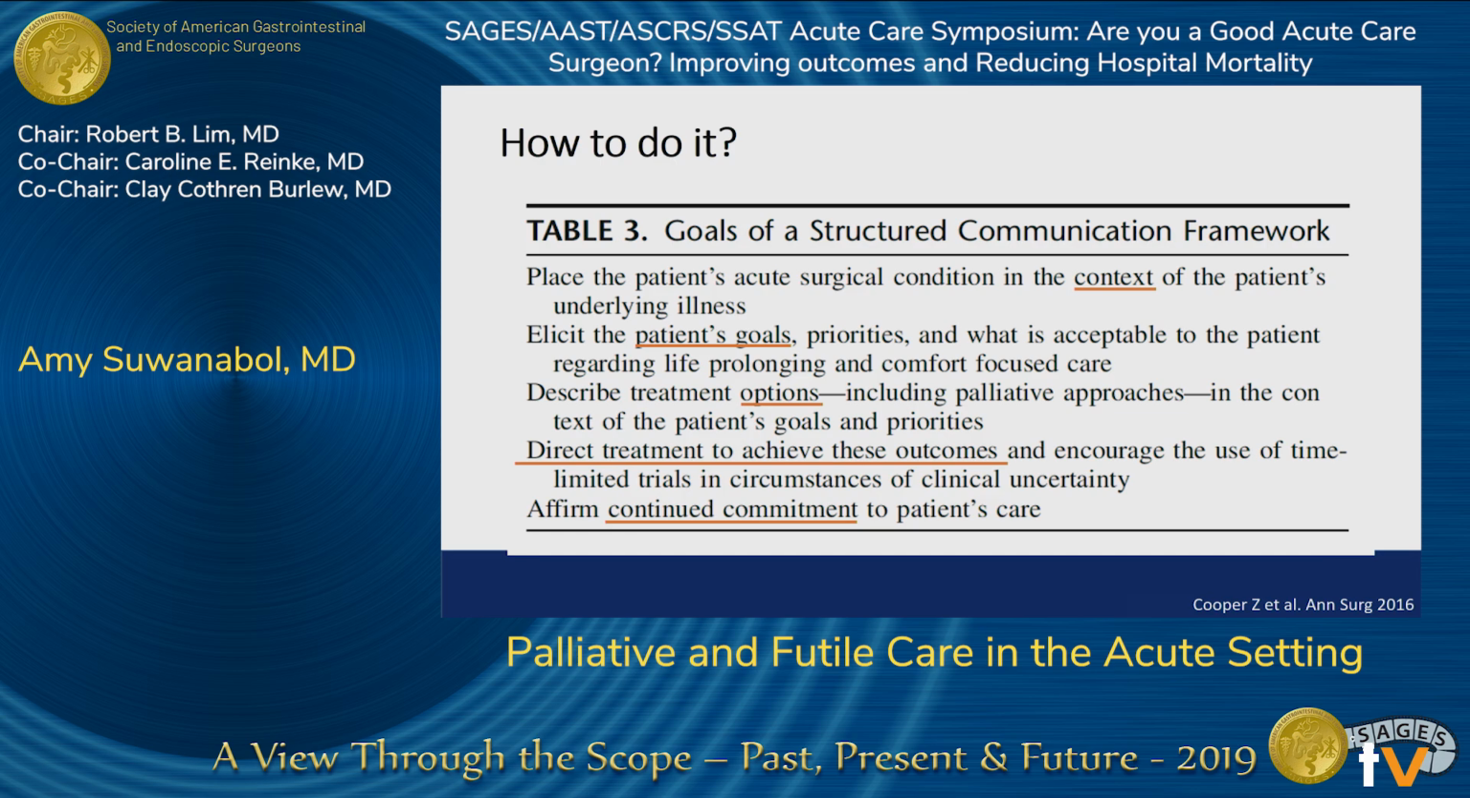So how should you do it as the surgeon? If you're the surgeon seeing somebody in the emergency room with a small bowel obstruction, the main things we have to think about are the patient's acute surgical condition in the context of their underlying illness. We have to put it all together, asking about their goals and their preferences, describing treatment options, even if it means a non-surgical option. So presenting them with all the choices, and then directing treatment to achieve their goals. So goal-directed treatment, and then continued commitment to the patient.